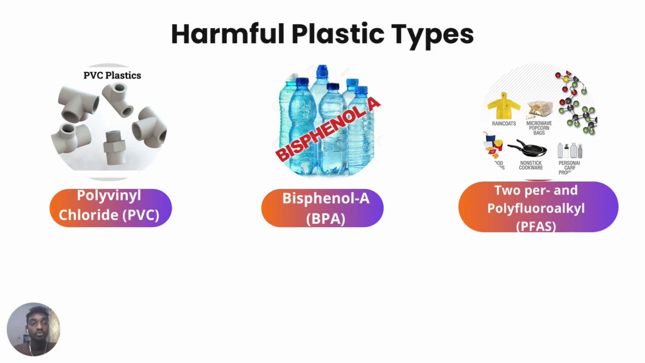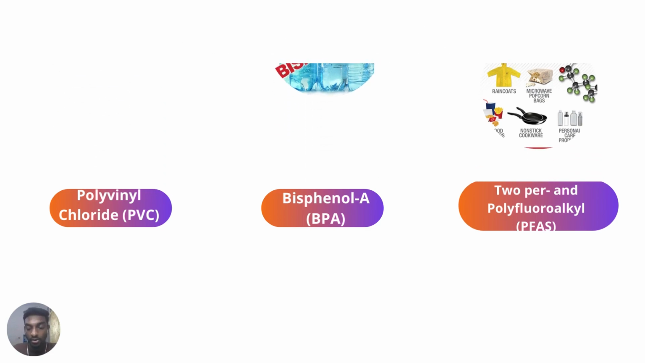Now I'll talk about the harmful plastic types. There are three types actually. PVC, polyvinyl chloride, we have heard of in our daily lives because most of our applications use PVC. Next is biphenol, BPA, which is used in plastic bottles and so on. Next is per- and polyfluoroalkyl substances (PFAS), which is used in raincoats, non-stick cookware, microwave, and so on.